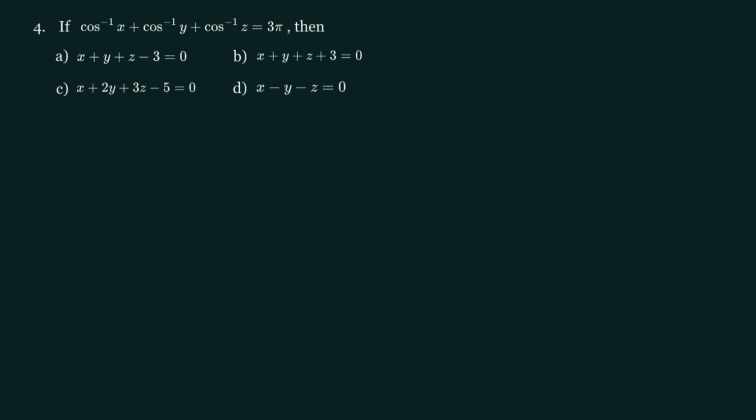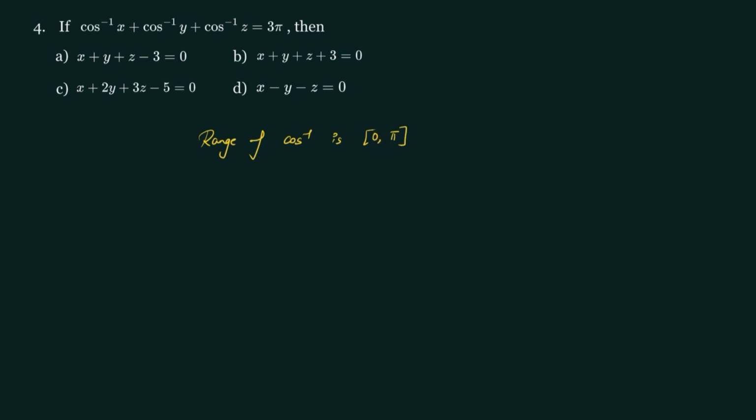So here, if cos inverse of x plus cos inverse of y plus cos inverse of z equals 3 pi, then we have to choose the correct option. Now for this question, we need to know the range of the cos inverse function. So the range of cos inverse is from 0 to pi. This means cos inverse can take the minimum value of 0 and the maximum value of pi, and any value between 0 and pi.